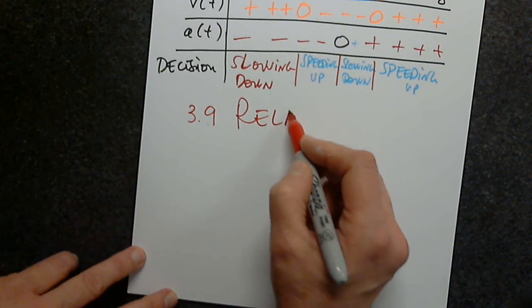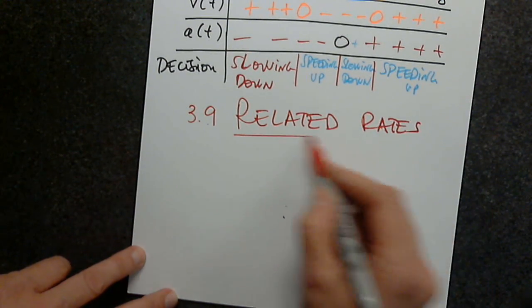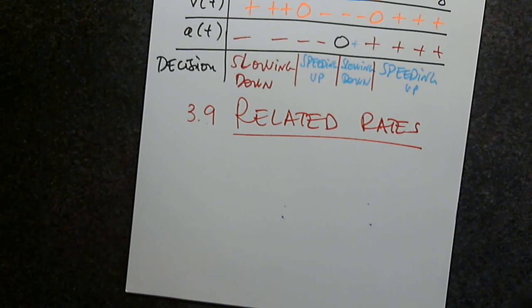3.9, related rates. Some sort of relationship between or among derivatives. That's all it means. Some sort of relationship among, or if there are two or more than two, three or more, among derivatives.